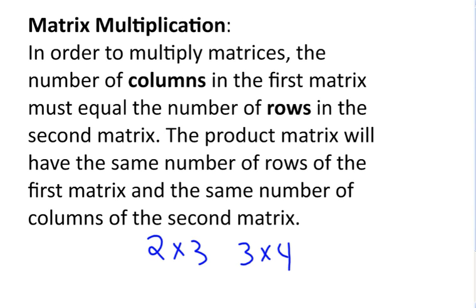matrix, we want to compare the two innermost numbers. If these two numbers are equal, 3 equals 3, then we can multiply those two matrices together. The resulting matrix will be a 2 by 4.